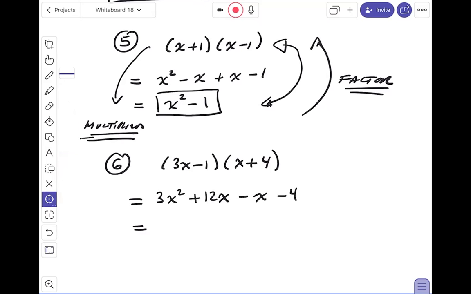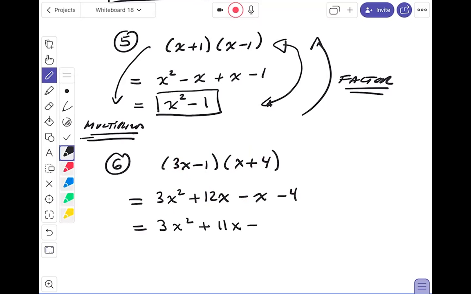Before I move forward, I want to explain to you what I did again. 3x times x is 3x squared. 3x times 4 is 12x. Minus 1 times x is minus x. Minus 1 times 4 is minus 4. Let's add things together. What do you get? 3x squared plus 11x minus 4. Put a box around this.